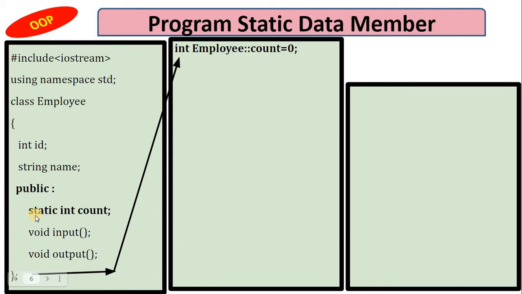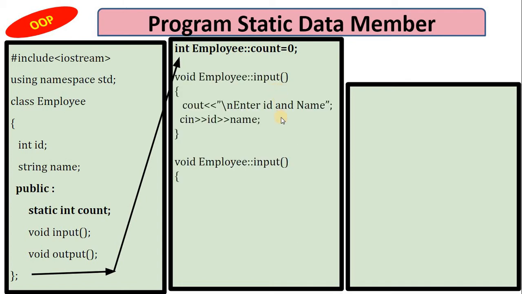So when you have a static variable declared inside the class, you have to redeclare or redefine it outside the class using the scope resolution operator and the class name. As here we can see int Employee scope resolution operator count is equal to 0, and then we have normal functions, the input function and the output function. So here, instead of input, it is actually the output function.